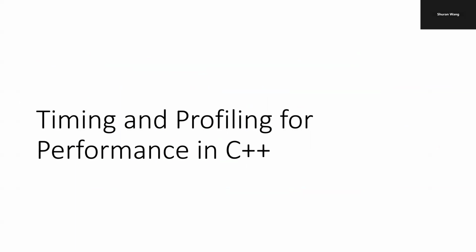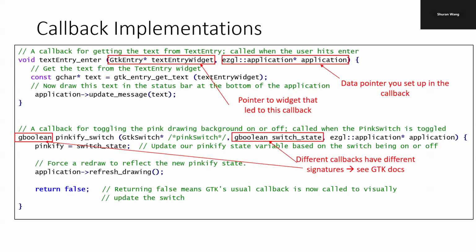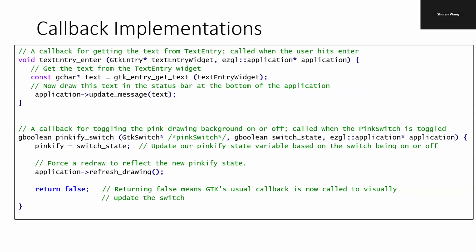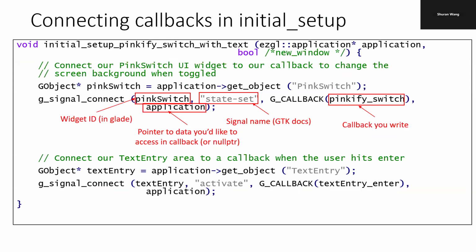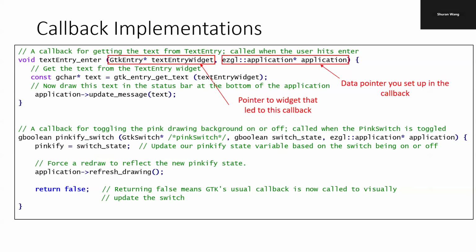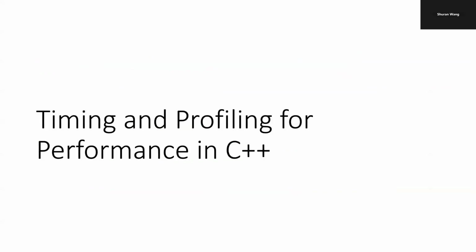Is everything good in the first part? Where is initial setup supposed to be involved, right before application? Initial setup is the callback function you register in application.run. So initial setup will be called at the beginning when EasyGL is setting up your program. Any other question before I go into the timing and profiling?